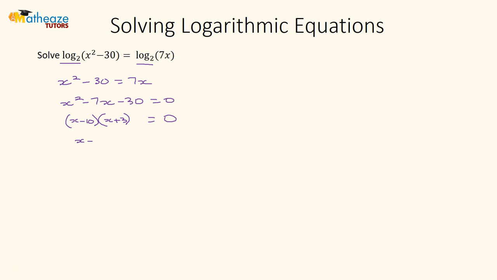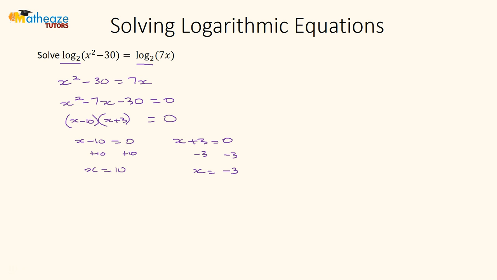So x minus 10 equal to 0, x plus 3 equal to 0. We add 10 here, we add 10 here. We subtract 3 on this side, we subtract 3 on this side. So here x equal to 10 and x equal to negative 3.